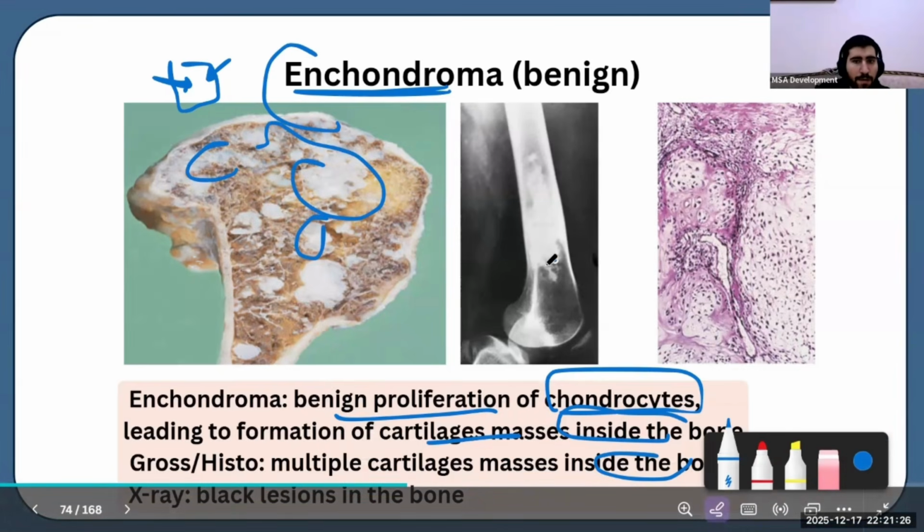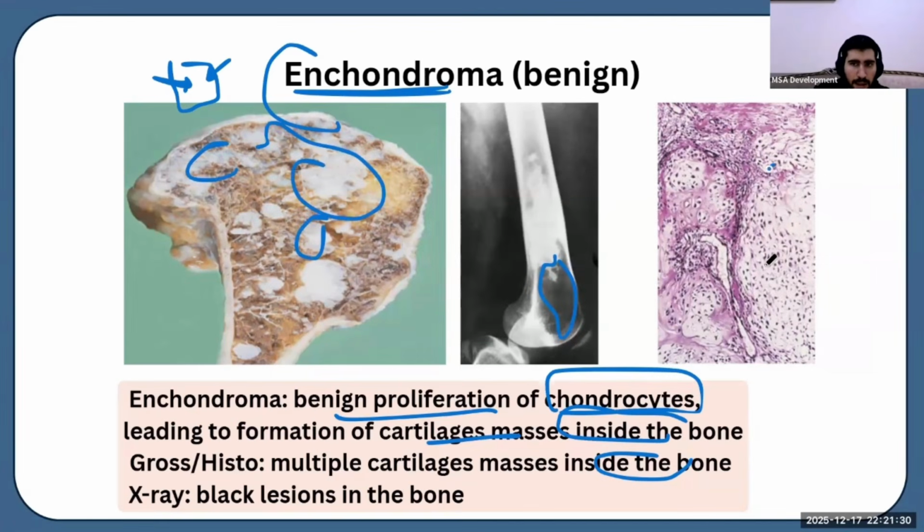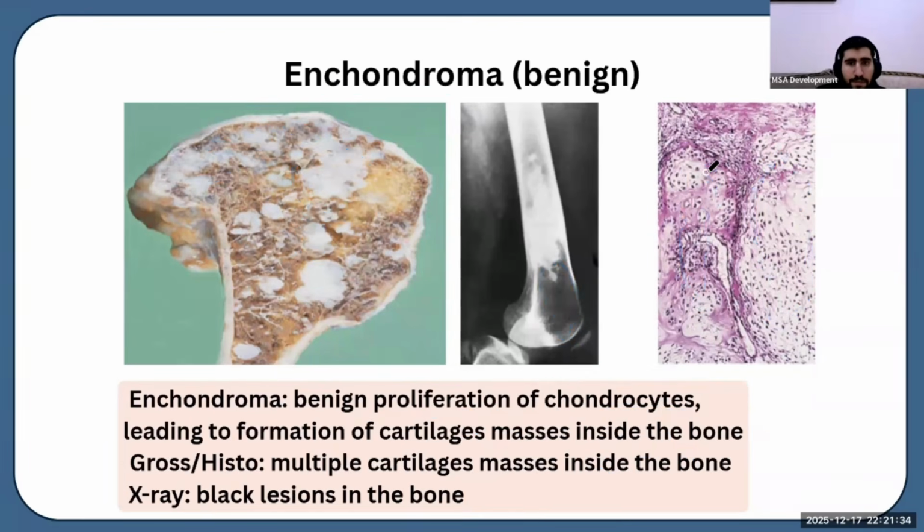On an X-ray, we have a black lesion. And in histology, we will have a lot of chondrocytes inside the bone.